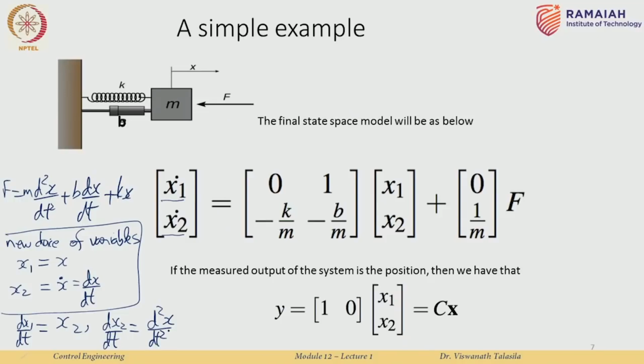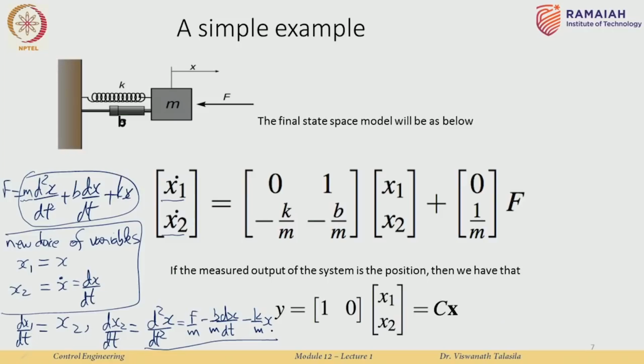Now, this d square x by dt square, we can rewrite by using our second order differential equation and dividing by this factor m everywhere. So, this will simply become f divided by m, because I am taking m onto the left hand side, minus b by m dx by dt, minus k by m x. So, I have just rewritten my d square x by dt square in this particular form.